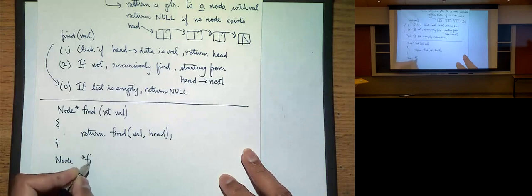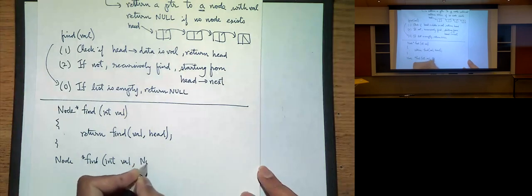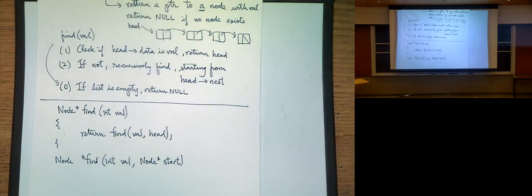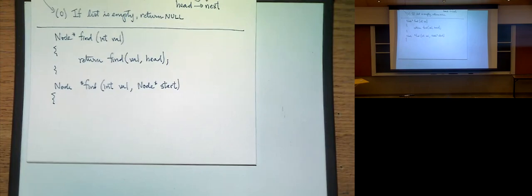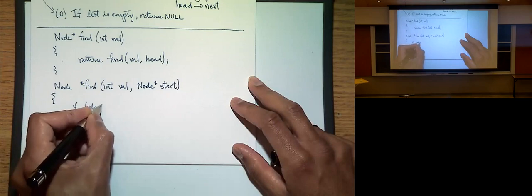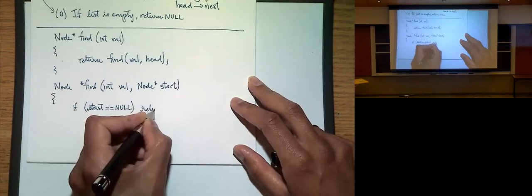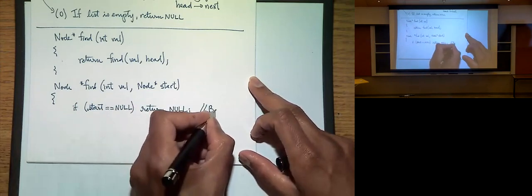Then the real function is over here, where I have an int val. I have a node that I call start. So start is going to be some pointer in the list at any intermediate stage. Now let me see if I can shove everything into this. So if start is null, return null. This is the base case.